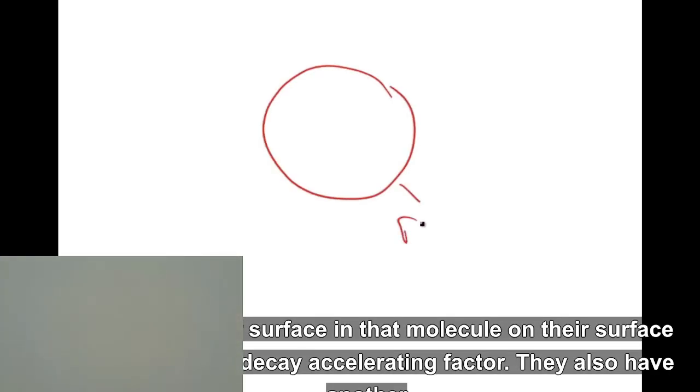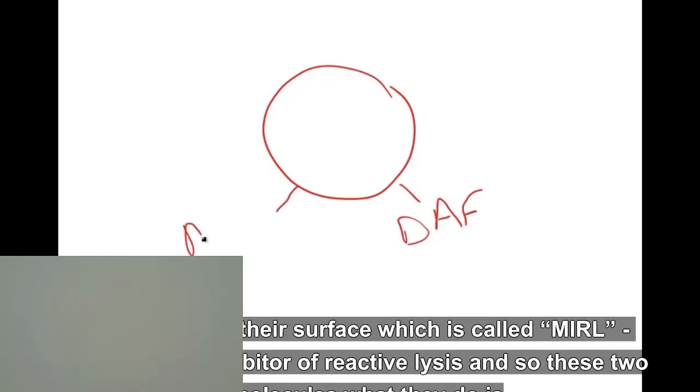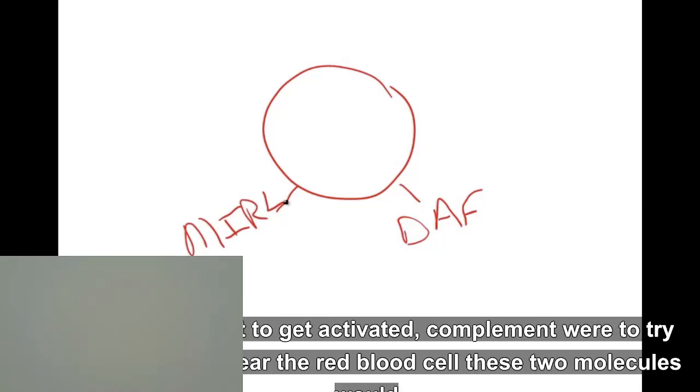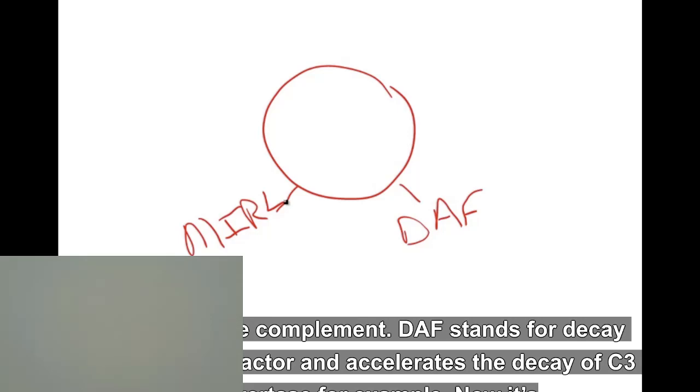And so the red blood cells, in order to protect themselves against being destroyed by their neighbor, i.e. complement, actually have a molecule on their surface called DAF, decay accelerating factor. They also have another molecule on their surface, called MIRL, membrane inhibitor of reactive lysis. If complement were to get activated and try to come anywhere near the red blood cell, these two molecules would inactivate the complement. DAF accelerates the decay of C3 convertase, for example.